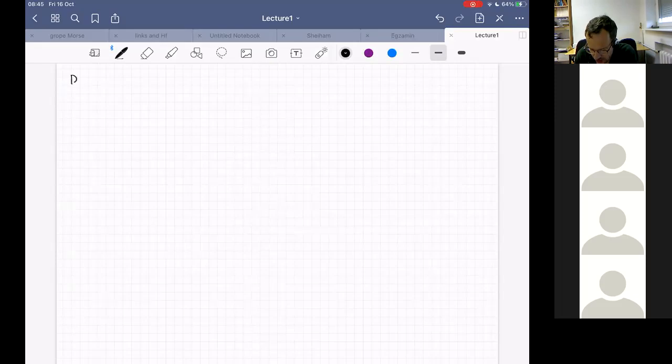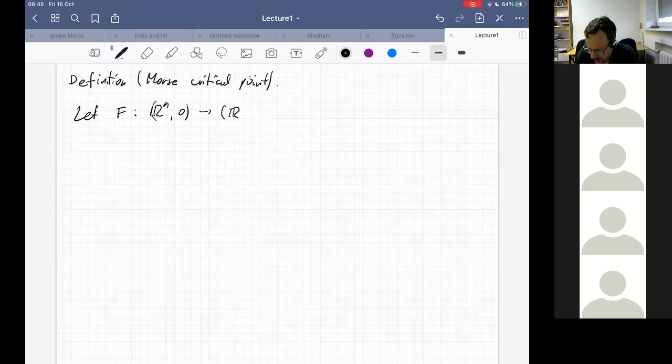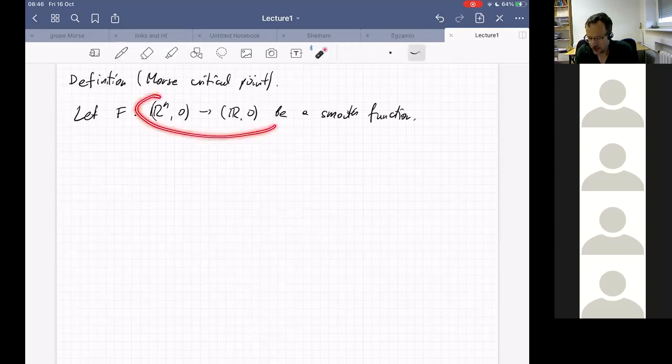So I'll start with the definition. And this is a definition of a Morse critical point. Let f from (R^n, 0) to (R, 0) be a smooth function. And if you're not familiar with this notation, it's my laziness. So this notation means that R^n goes to R and 0 goes to 0. And I'm denoting 0 in R^n by the same letter as 0 in R. You have to accept it as it is. It should be clear from context.